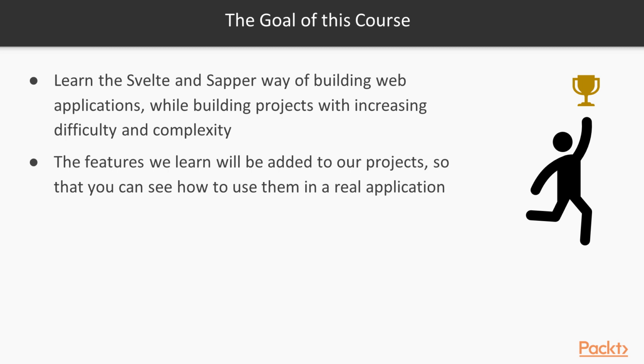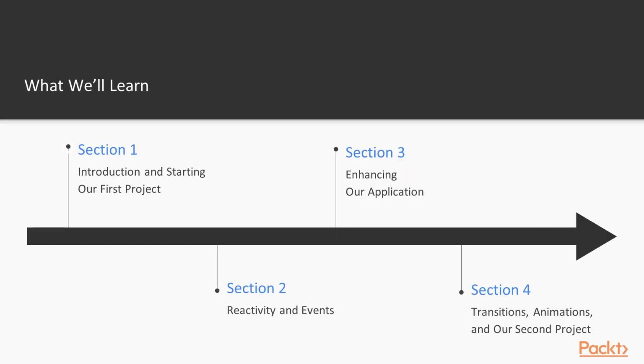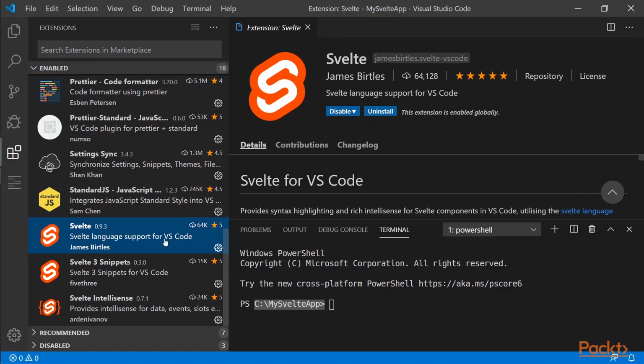How are we going to reach that goal? We will do so by going through different sections, each with a main topic and goal in mind. This course is divided in 7 sections. Our first section will be our introduction to Svelte and the way Svelte applications work. We will also start our first project in this section.